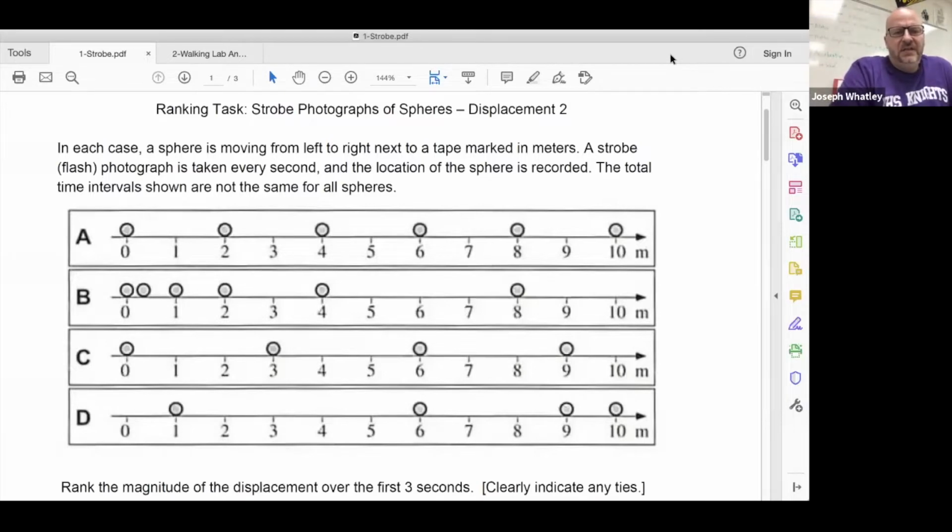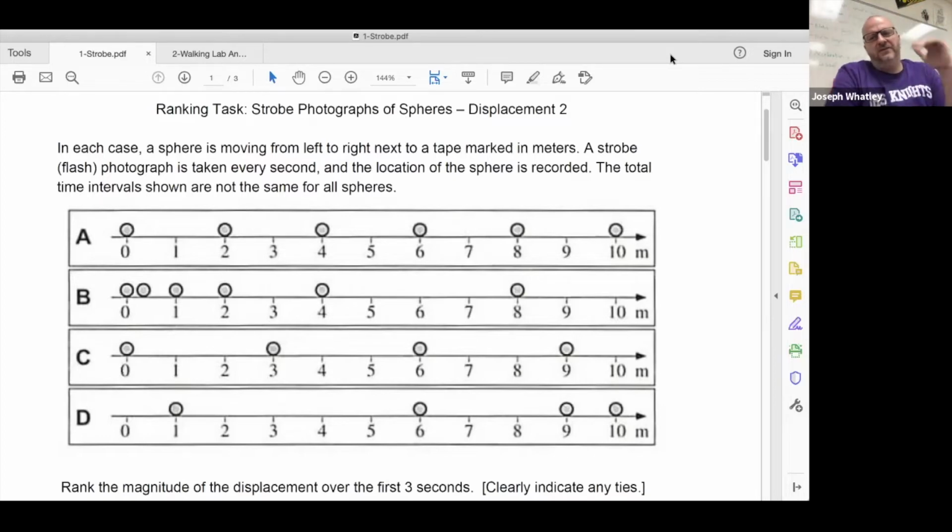This says, in each case, a sphere is moving from left to right next to a tape marked in meters. A strobe flash photograph is taken every second, and the location of the spheres is recorded. The total time intervals shown are not the same for all the spheres. Rank the magnitude of the displacement over the first 3 seconds.